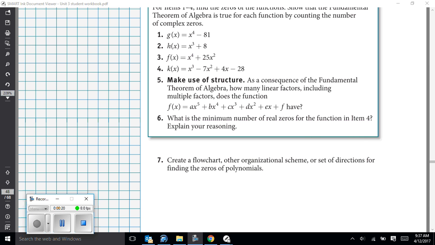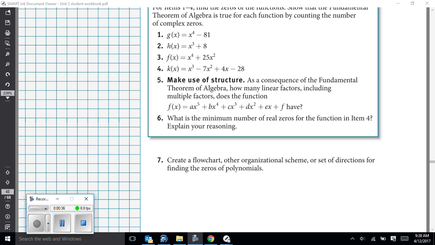In number 2, x cubed plus 8. So it has a degree of 3. So that means it has how many roots? 3. So we're going to factor it.